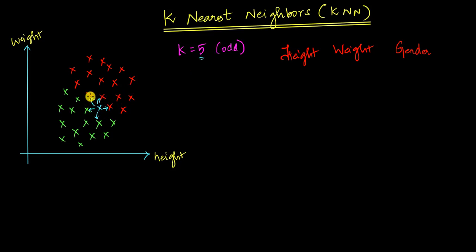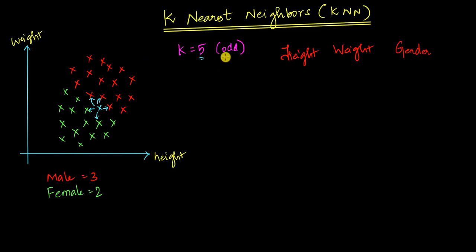Now we need to count how many points belong to the red category and how many points belong to the green category. So we can clearly see that there are 3 closer points in the red category, and also 2 points in the female category. So since the number of points in the male category is higher, this new point will be considered in the male category. So that is the idea about the k nearest neighbors.